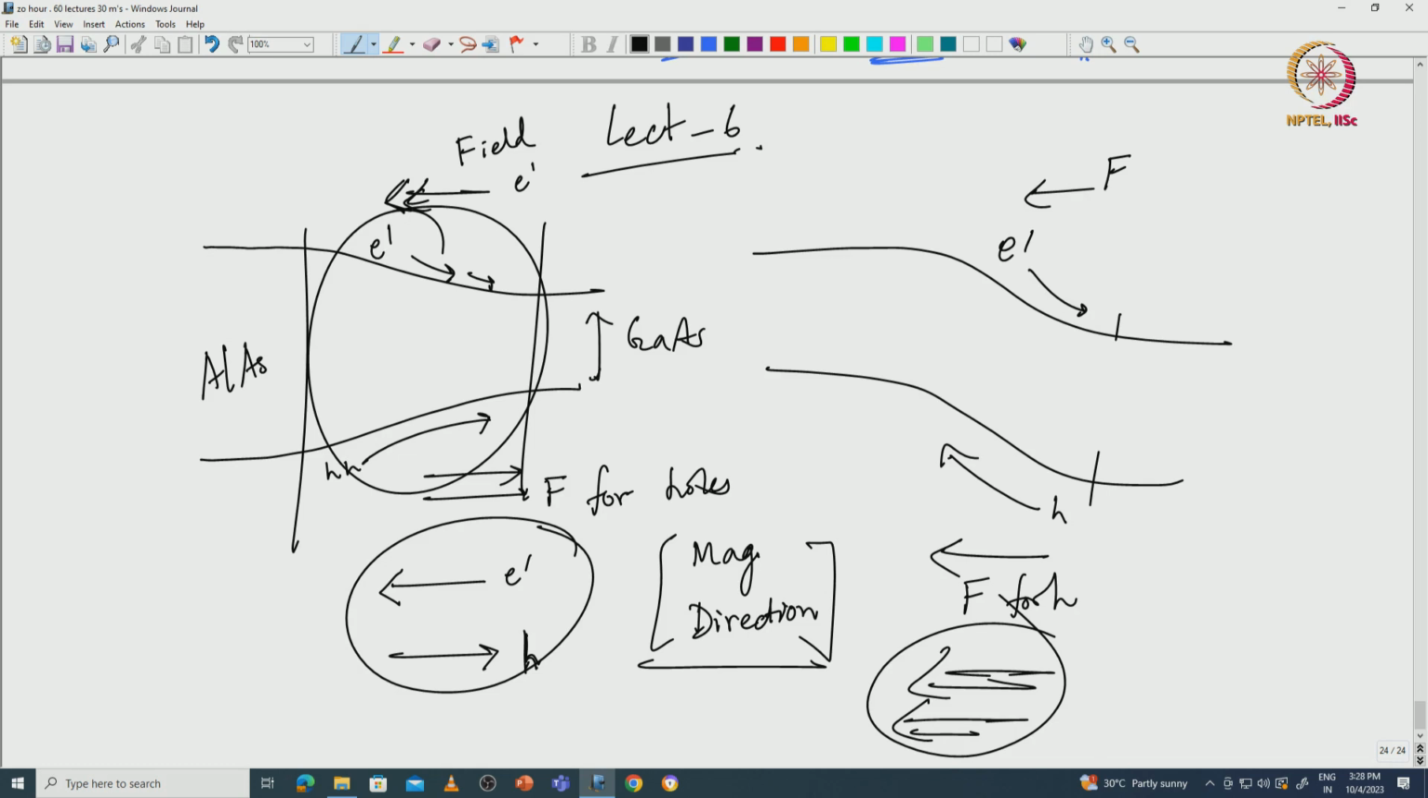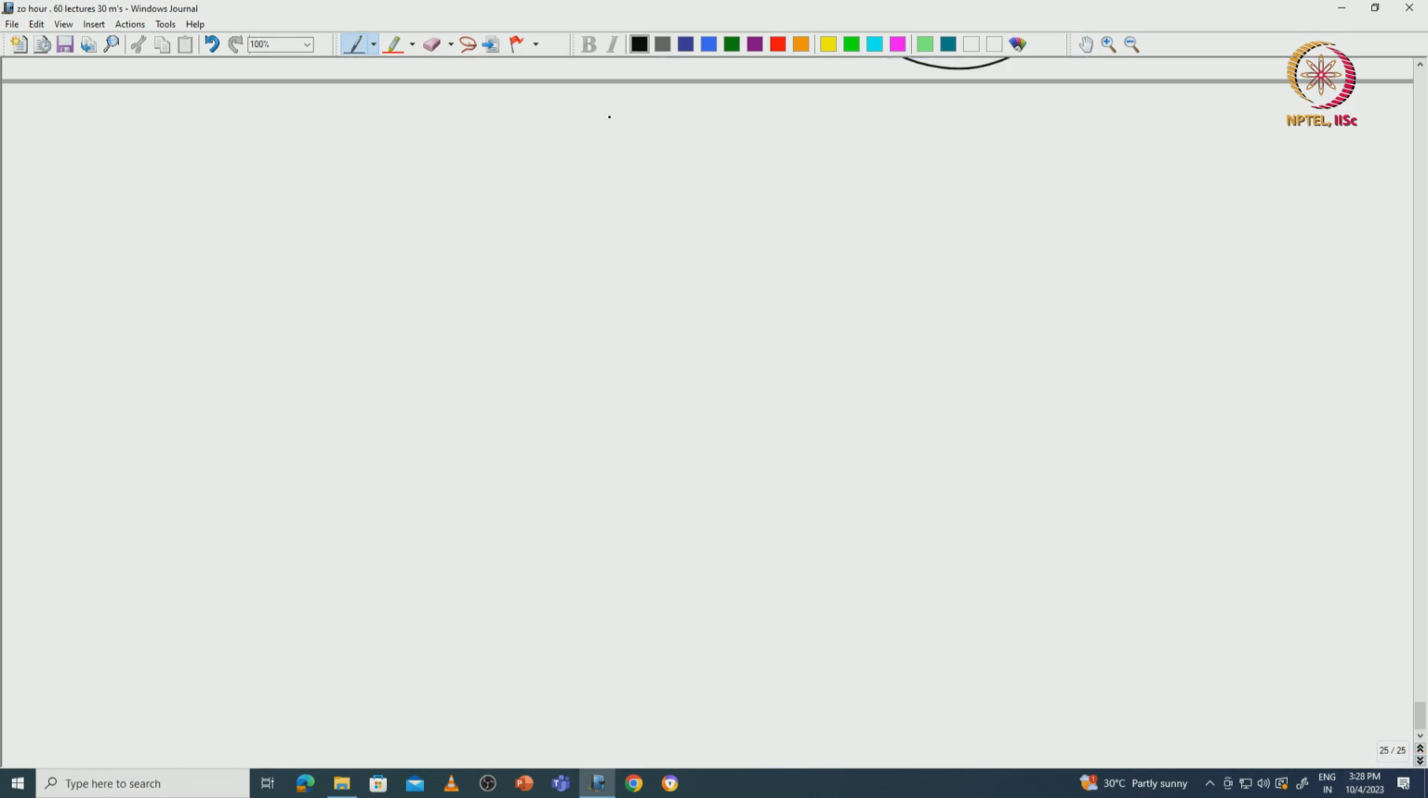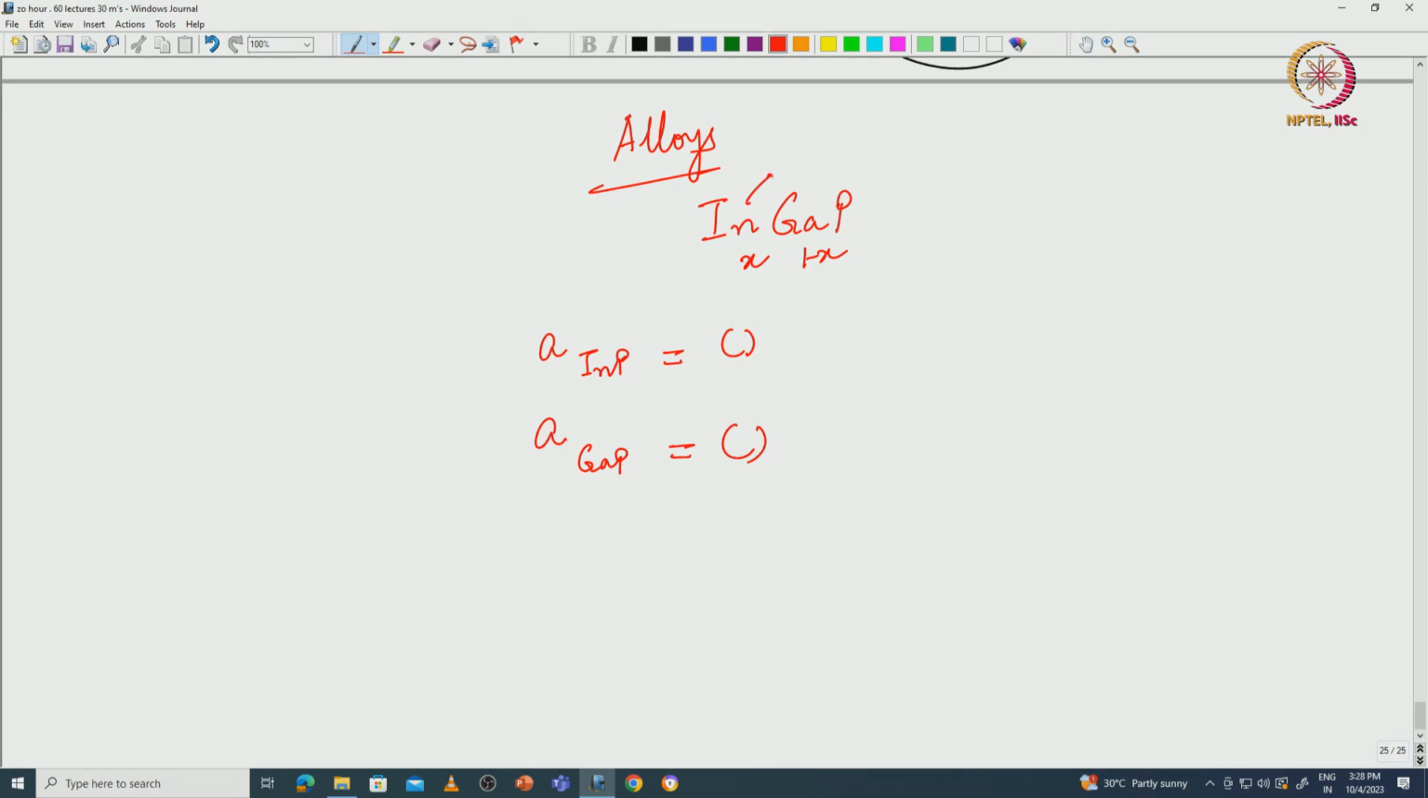So now, because heterojunctions depend so much on alloys, whenever we talk about alloys, it's basically mixing two or more different compounds. So I have, for instance, indium gallium phosphide, where I am mixing x amount of indium and 1 minus x amount of gallium. Now the lattice constant of suppose indium phosphide is some quantity, and lattice constant of gallium phosphide is some other quantity. So if I have say 40% indium and 60% gallium, this compound, how much will its lattice constant be?